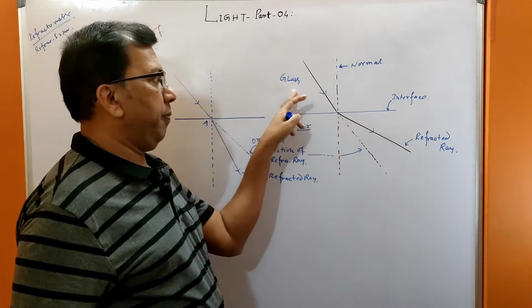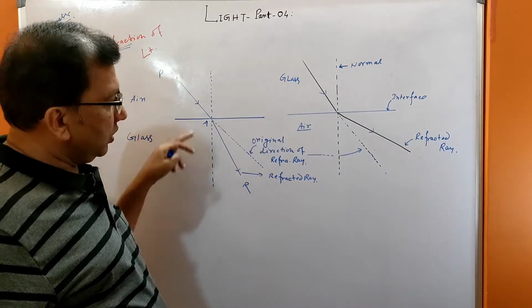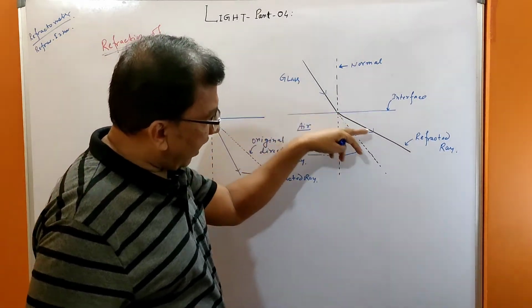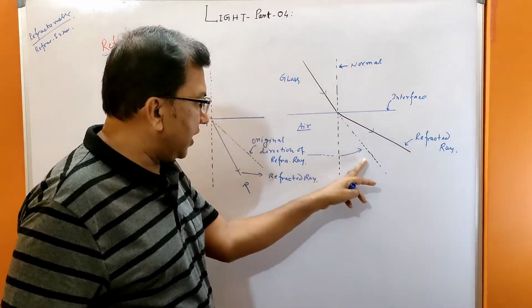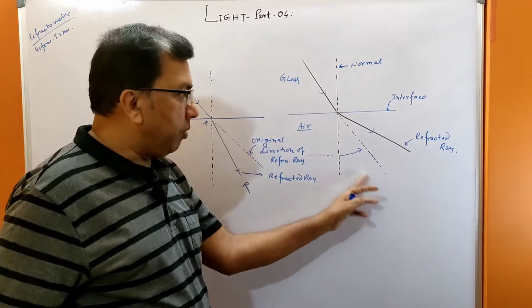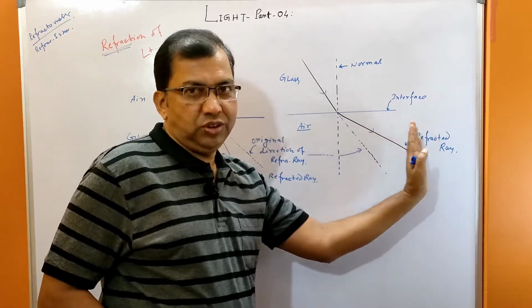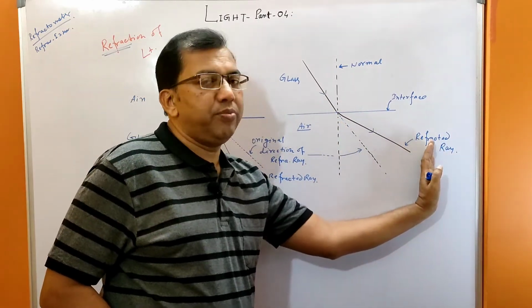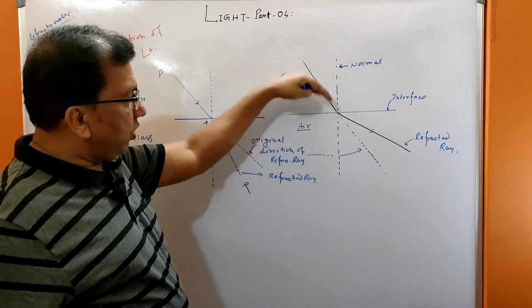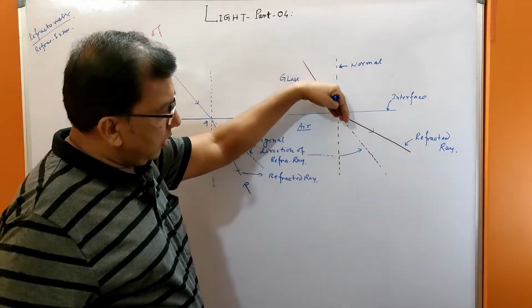In the second case, glass to air, reverse of air to glass. This is the incident ray. This is the refracted ray. This is the original direction, but it should have gone this way. But it doesn't out here. What happens? It bends away from the normal. This is the interface. This is the normal. In case of glass to air, with different media, light at the interface undergoes refraction.